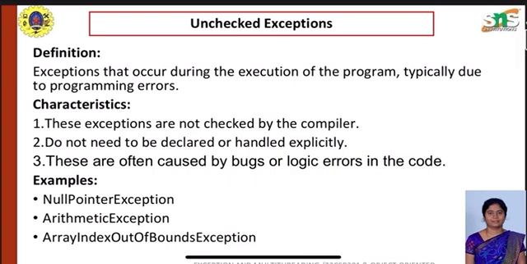This exception need not be declared or handled. They are often bugs or logical errors in the code. Examples of unchecked exception: null pointer exception, arithmetic exception, array index out of bounds exception.